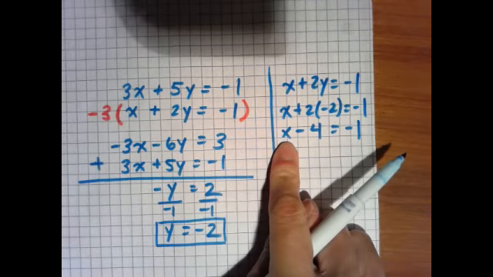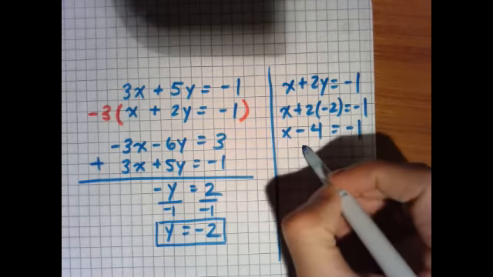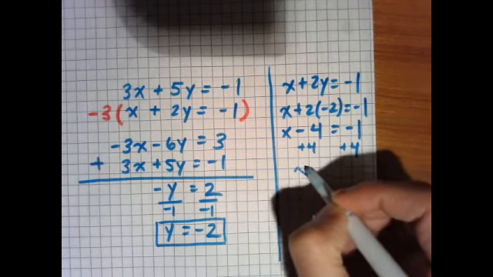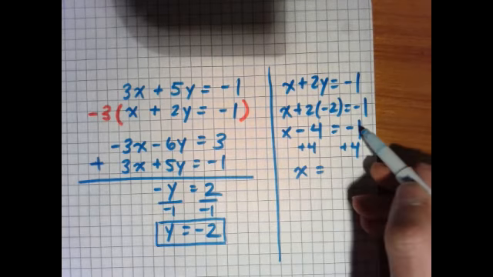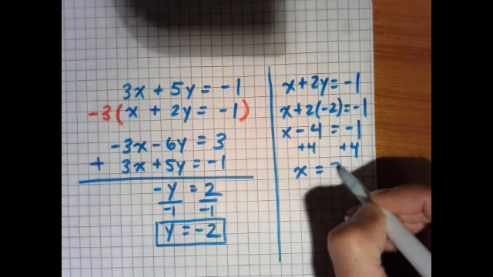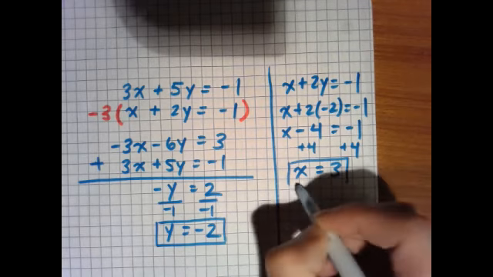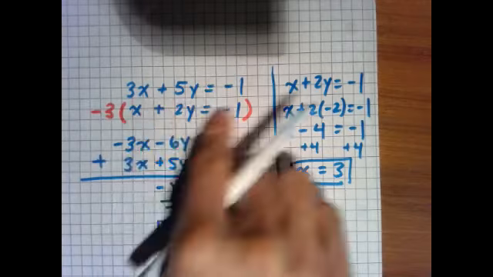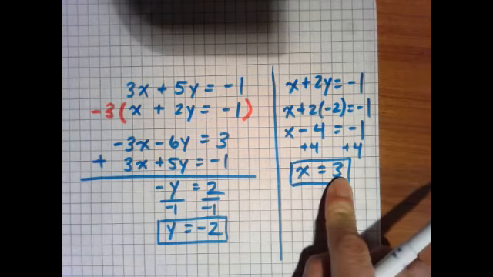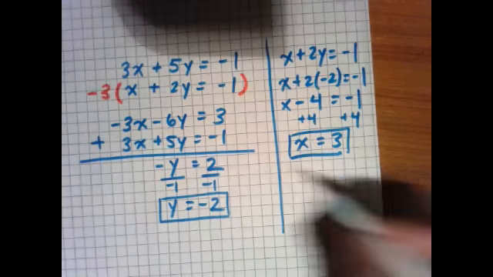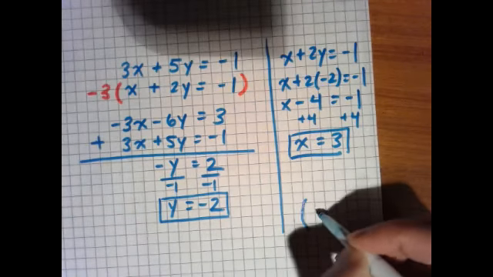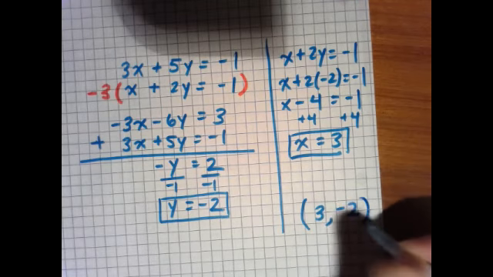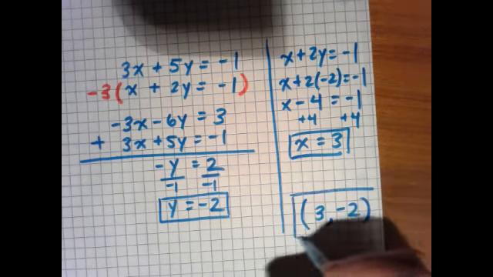I want x all by itself, so I'm going to undo this minus 4. Let's add 4 to both sides. x equals negative 1 plus 4. That's 3. Okay, for both of these equations to be true, it works if x is 3 and y is negative 2. I'm going to write my final solution as an ordered pair, 3 comma negative 2. That's my final solution.